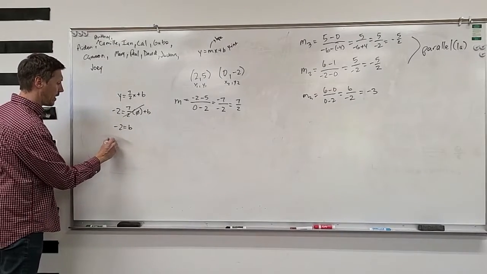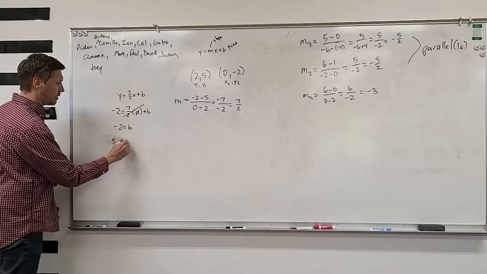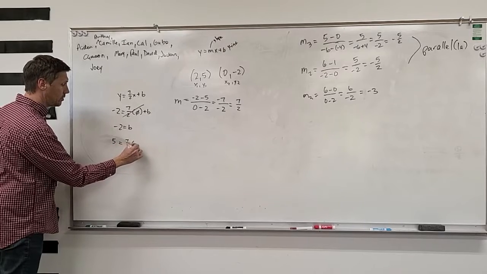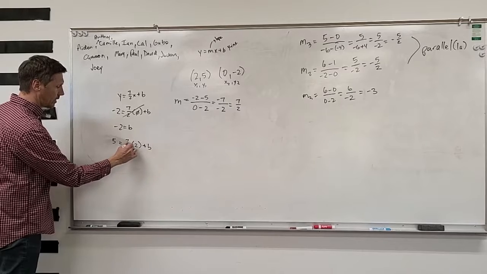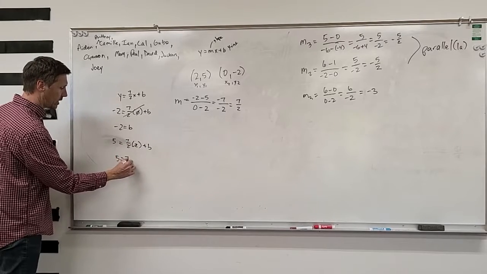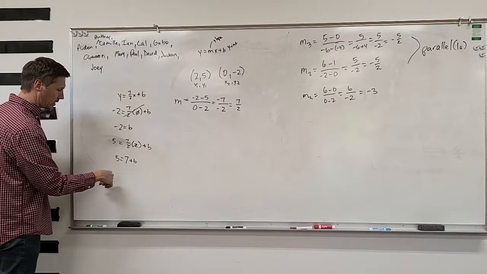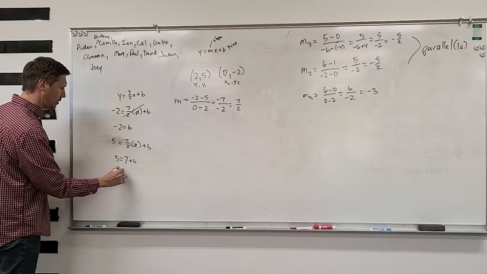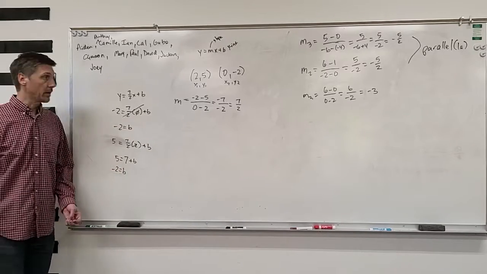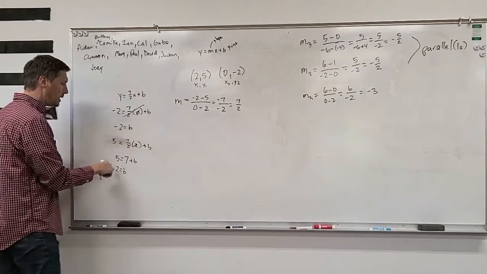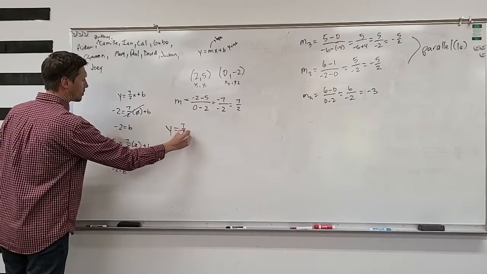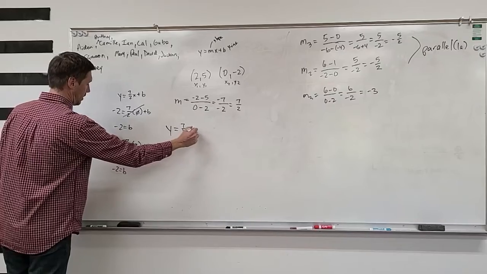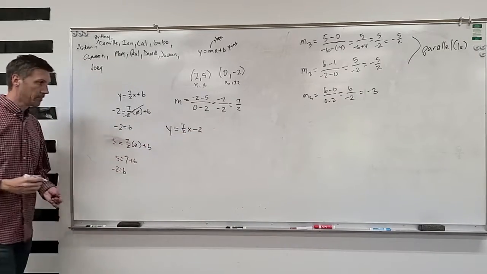So we would have said 5 is our y, 7/2 times 2 is our x plus b. And so we've got 5 equals, these 2's are going to cancel out, so 7 plus b. If I subtract 7 from both sides, then I get -2 equals b. So I get the same answer either way, right? And so I just take that b, plug it back in this equation, and I say that my final equation for a line is y equals 7/2 x minus 2.